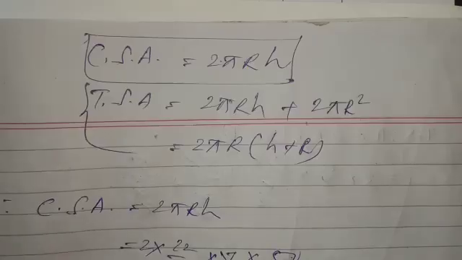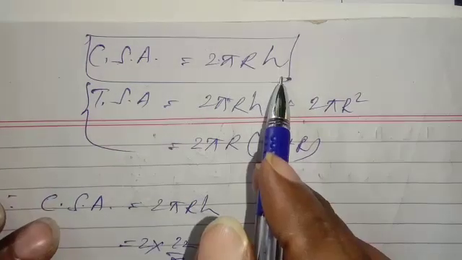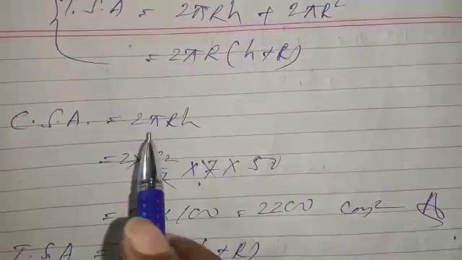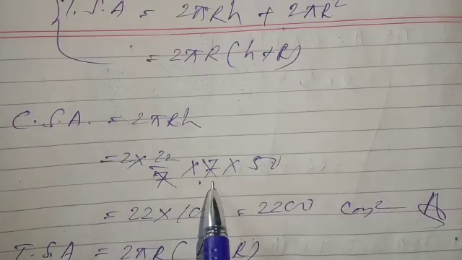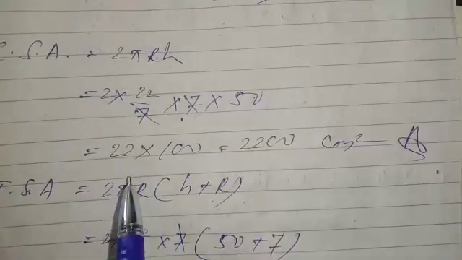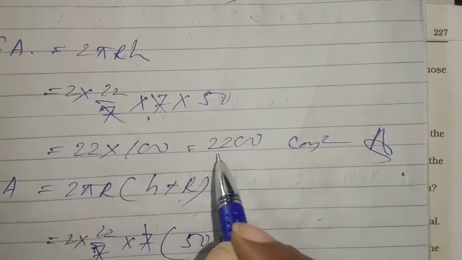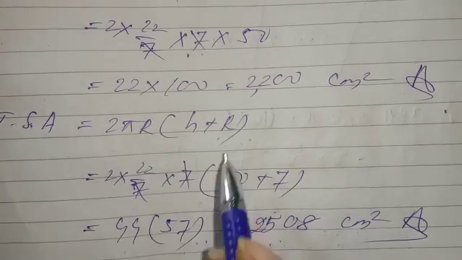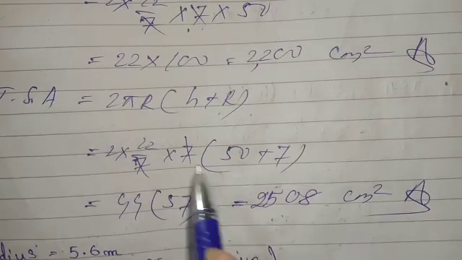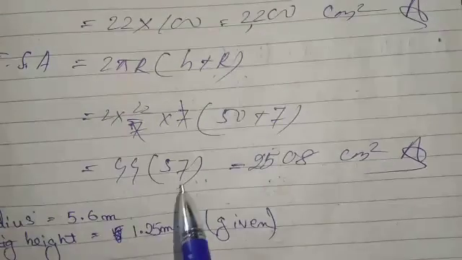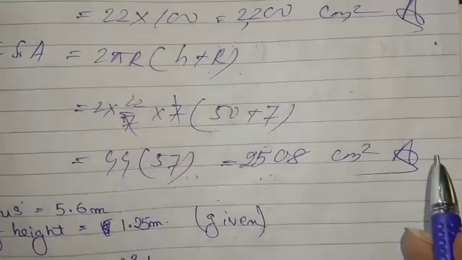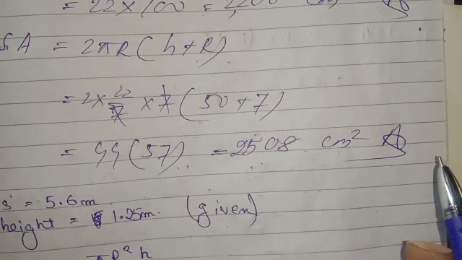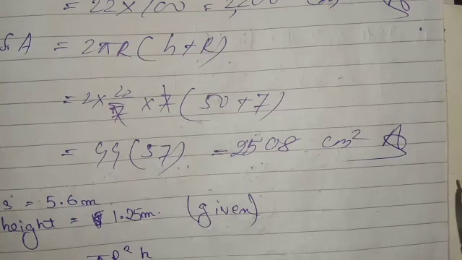Let us go next. The curved surface area formula is 2 pi r h. Total surface area is 2 pi r whole into h plus r. Therefore curved surface area will be 2 pi, pi means 22 by 7, radius 7 given, height 50 given. After simplification it is coming 2200 centimeter square. Next, total surface area of cylinder: 2 pi r whole into h plus r. 2 into 22 by 7, radius 7, into 50 plus 7, 57, and this is 44. It is coming 2508 centimeter square. This is the first part, all three things complete: volume, curved surface area, and total surface area.